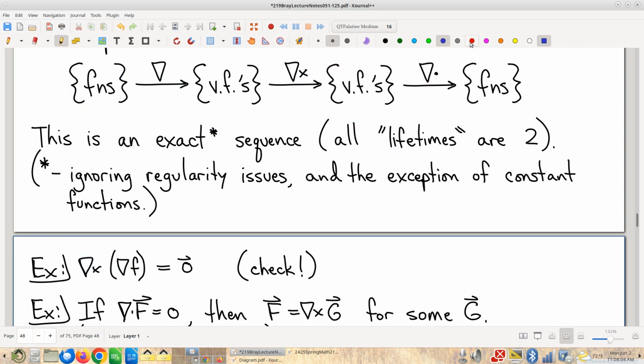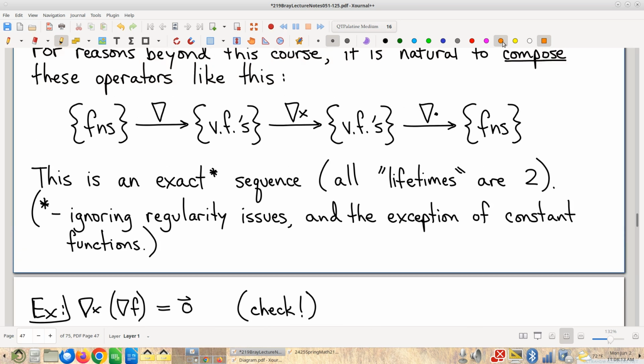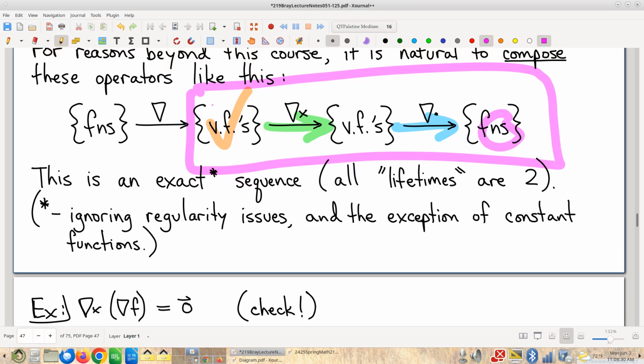Let's look at, I've already forgotten what colors I used. But you know what, let me just do another one up here. If you have a vector field there, if you take its curl and you take its divergence, you will get 0. So again, lifetime of 2. The 3 stages of the lifetime, I like to think of as birth, survival, death. Again, it's just a metaphor.